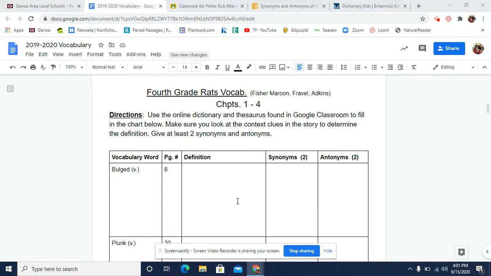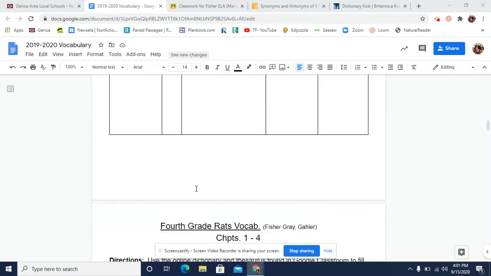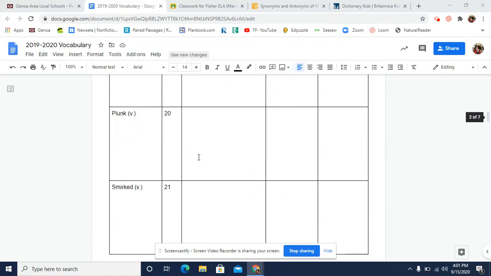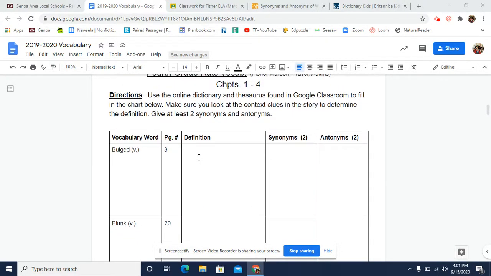So you have your paper with the vocabulary word, the page number. Now, some of you might have a different page number because remember, there's two different types of books. So this is one, and then some of you have this one where it's a different page. Okay, this would be Gaylor's class, and then Fisher's gray class would have this one. But most of you have this one, so I'm going to stick with this.